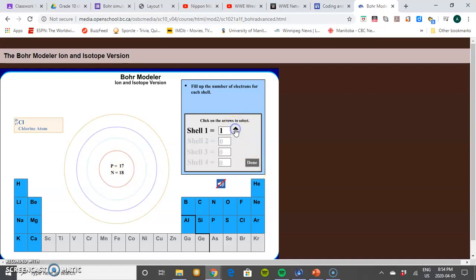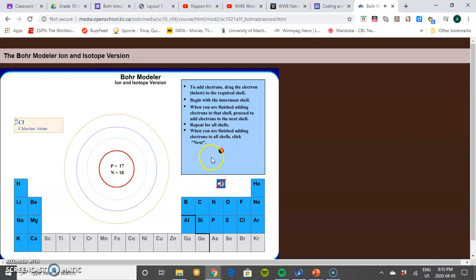So it can have 2 in the first shell, 8 in the second shell. We've used up 10. We need 17, so we need 7 more to go into the third shell. There we go. And then none in the fourth shell.